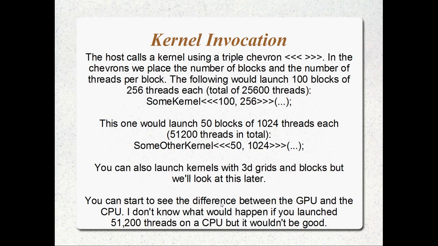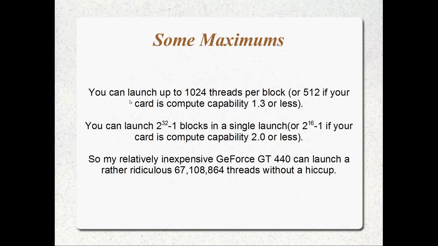You can really start to see the difference between the GPU and the CPU. I'm not sure what would happen if you tried to launch 51,200 threads on a CPU, but it wouldn't be good. It'd be pretty funny. I don't know what would happen. It wouldn't be funny haha either. It'd be funny crash.